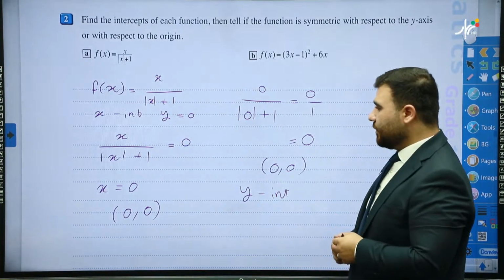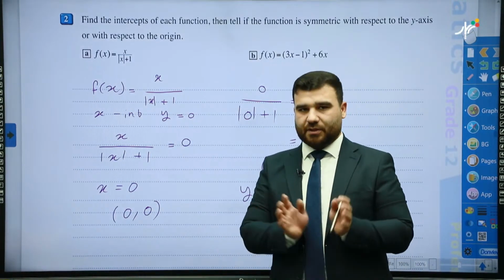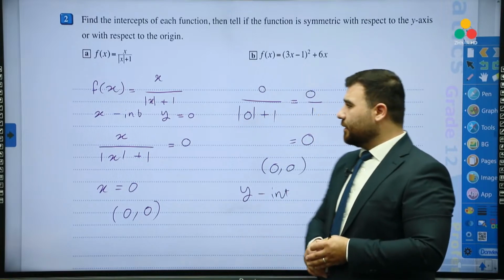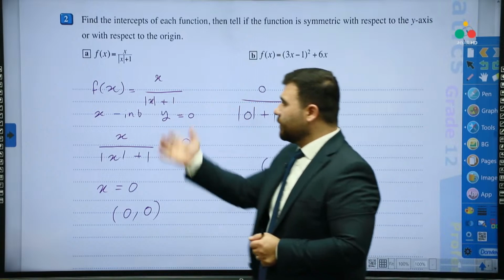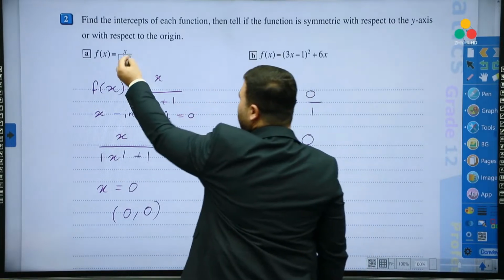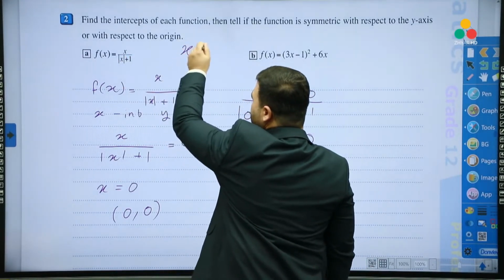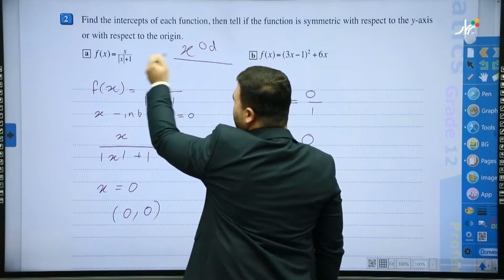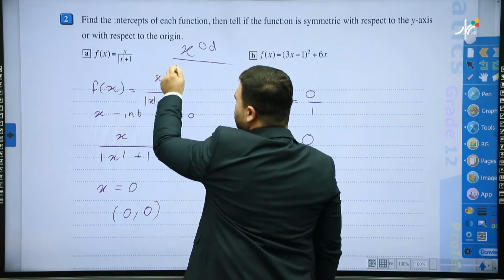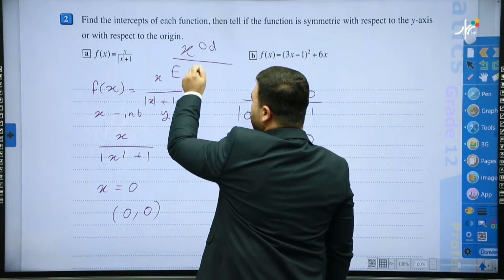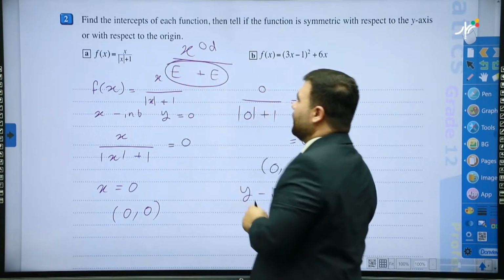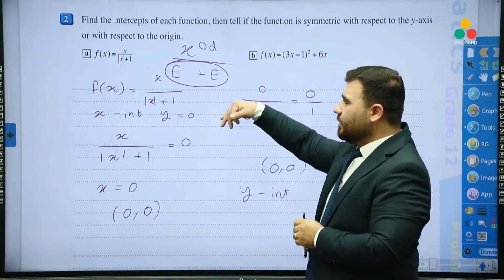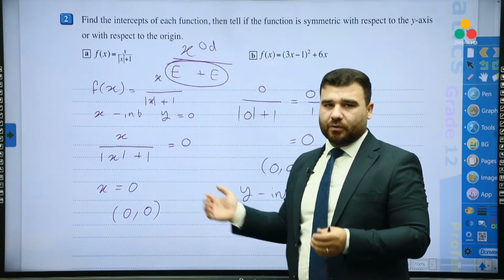The x-intercept and the y-intercept are the same point. It's just one point. Then to tell if the function is even or odd, we go back to the quick note. X alone is odd. Absolute value is even. A number alone is even. Then this denominator altogether is even. Odd divided by even makes the graph odd.